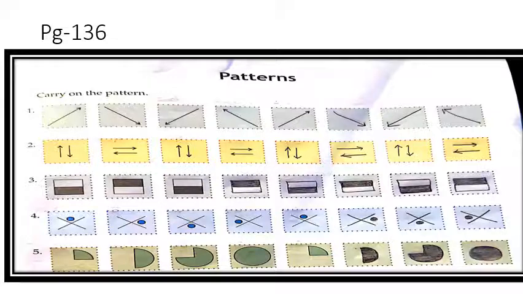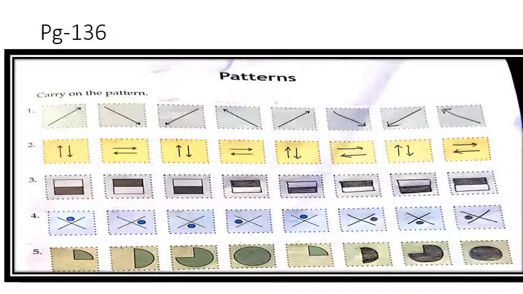Now children, look at the second part. Here you will see two arrows given in opposite direction and they are in vertical way. Now children, in the next box again the arrows are given in opposite direction but they are in horizontal way. Then children, you will notice that in the next box the arrows are again vertical. Then in the next box they are horizontal.